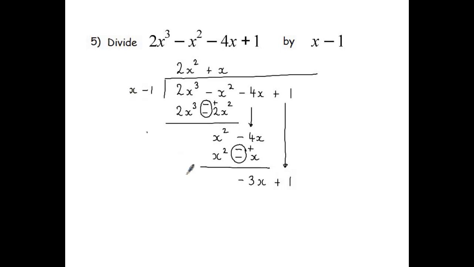So divide through by the x, so minus 3x divided by x is minus 3, and times out, minus 3 times x is minus 3x, and minus 3 times minus 1 is plus 3, and subtract. So minus 3x, take away minus 3x is 0, 1 take away 3 gives you minus 2. So it has a remainder of minus 2, but the answer is 2x squared plus x minus 3.